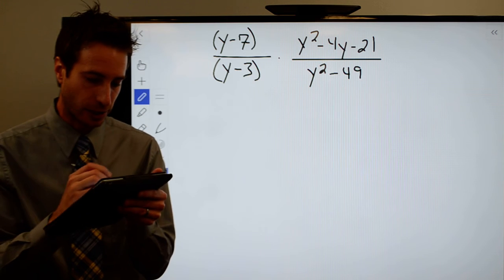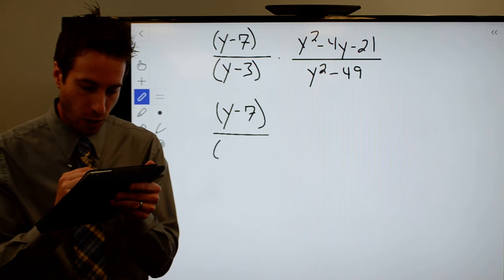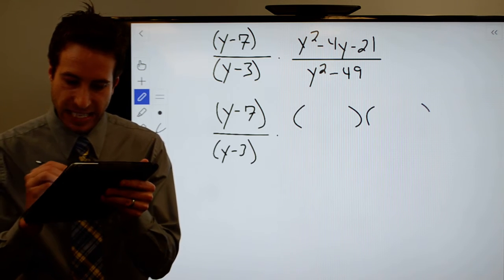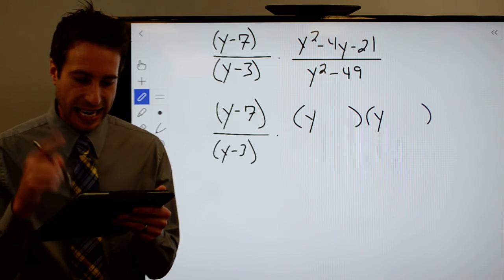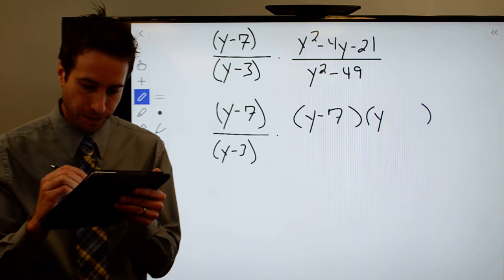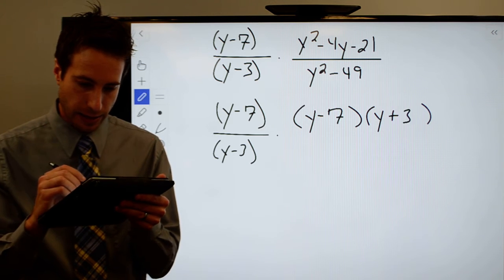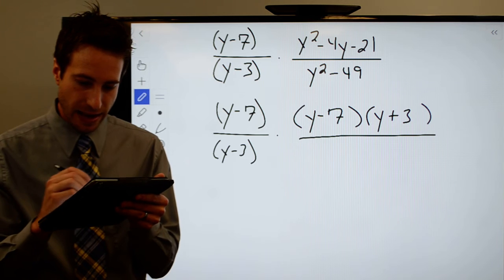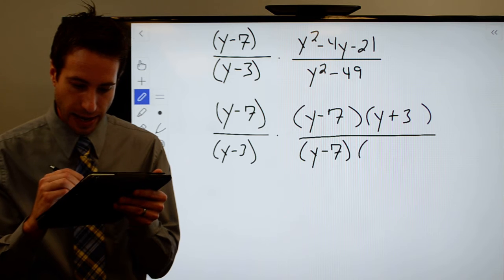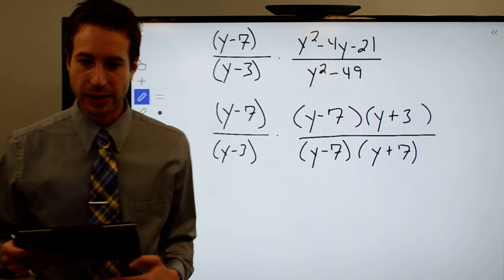So let's factor. We wind up with y minus 7 over y minus 3. All right, so the top, easy bit, y and y. I need a 21 and a 4. Well, that's going to be a minus 7 and a plus 3, right? Yes, it will be. And then in the bottom, I'm going to wind up with a y minus 7 and a y plus 7.